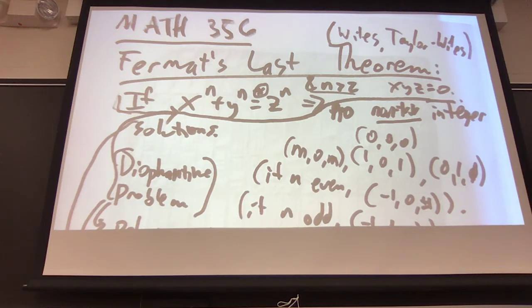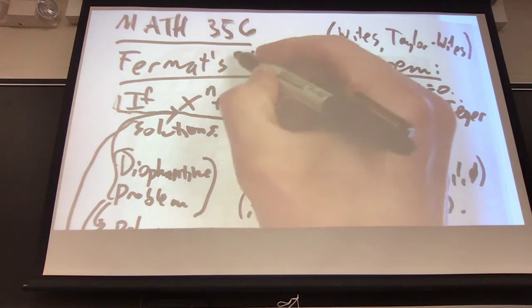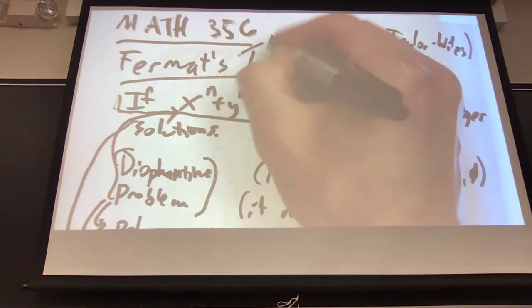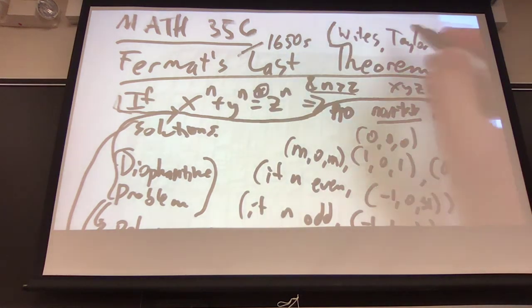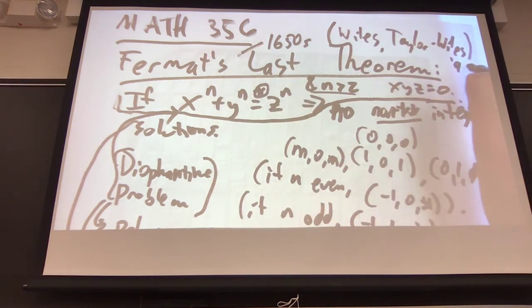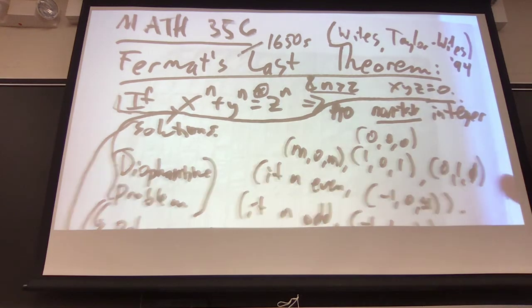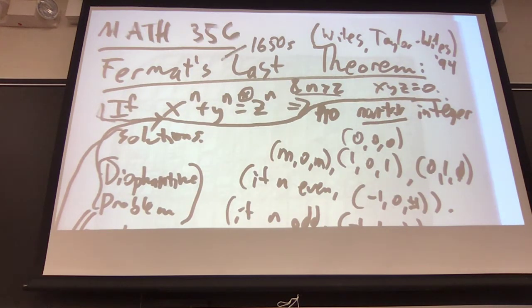In the interest of time, let's prove Fermat's last theorem. Fermat stated this roughly in the 1650s. Taylor-Wiles is '94. Published in '95 in the Annals of Mathematics. But Fermat, so what's the story with this last theorem? Does anybody know? Why is it called his last theorem?